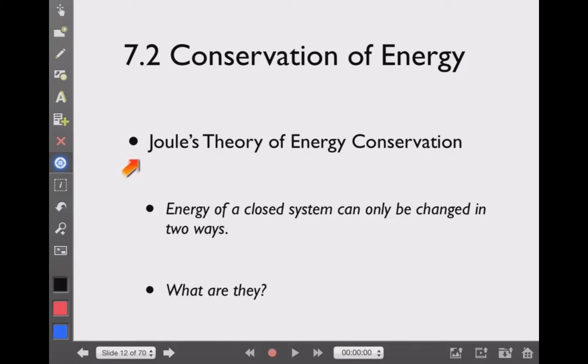Joule's theory of energy conservation says that energy of a closed system can only be changed in two ways. And so I'm curious if you know what these two ways are. Can you think of two ways to change the energy of a closed system? The two ways are work, and also the second is heat transfer.